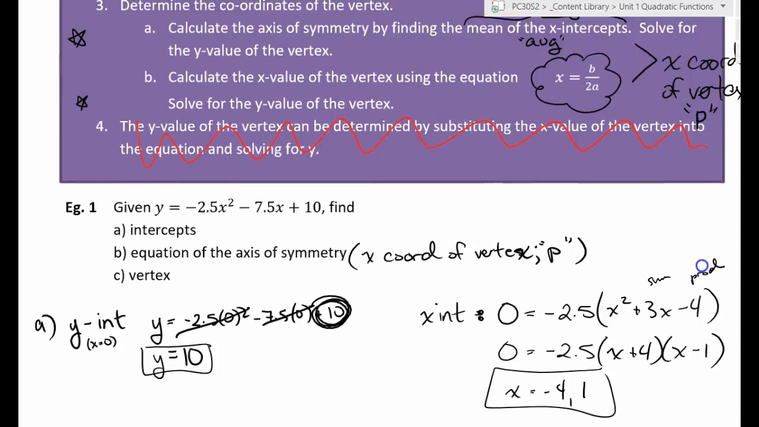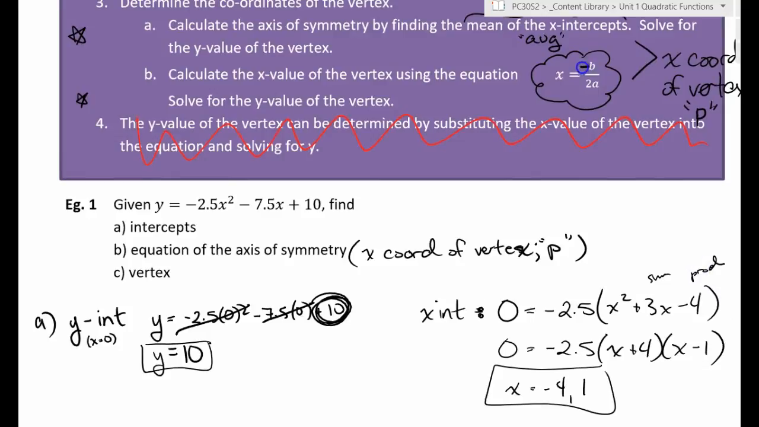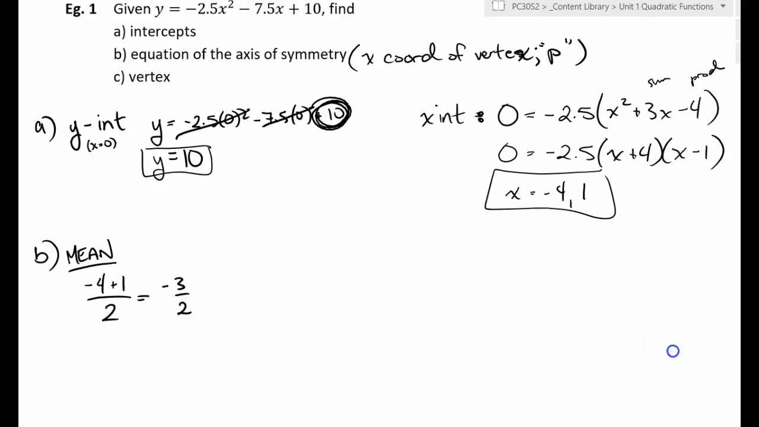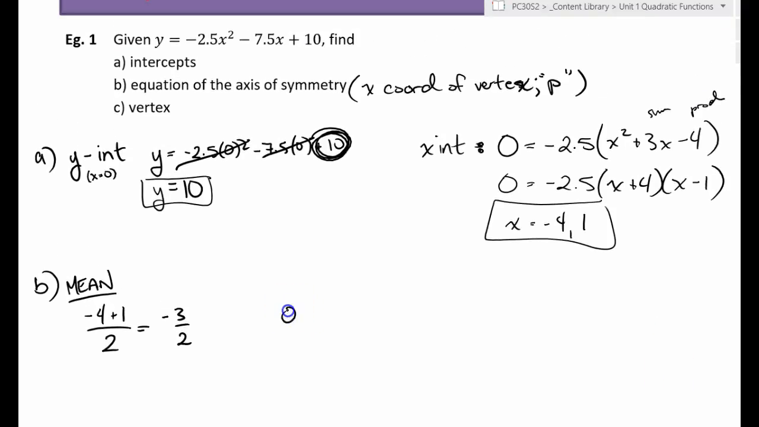Now I realize that there's a typo in this equation here, so we're going to go back and add it in. It's -b over 2a. We're going to see that in a second, because my other option is to use that equation. So x equals -b over 2a. That's going to be -7.5 divided by 2 times -2.5. Well, those end up being 3. So it ends up being -3 halves.